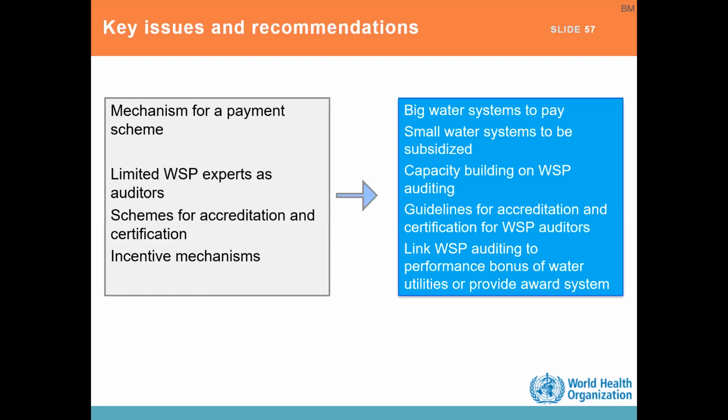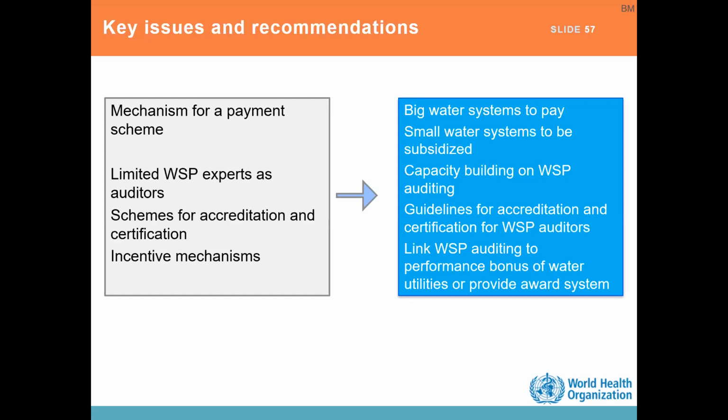Some recommendations on these issues are, let's say for the phase 2 auditing, if it is a big water supply system, they have to pay because they have income. But for small water systems, we are thinking that it should be subsidized by the government, getting money from the big water supply systems. So that's what we call the big brother approach.